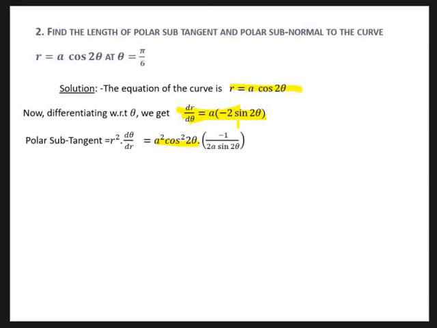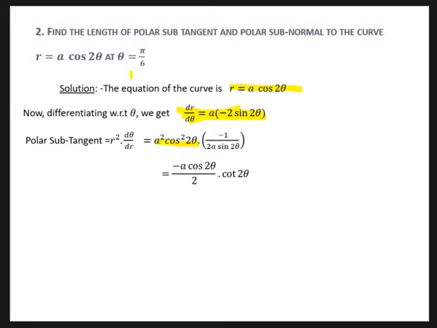See, dr by d theta is equal to a into minus 2 sin 2 theta. Therefore d theta by dr is minus 1 by 2a sin 2 theta. Now by simplifying this, we get minus a cos 2 theta by 2 into cot 2 theta. Cos 2 theta by sin 2 theta is cot 2 theta, and 1 cos 2 theta as it is. So minus a, 1a cancelled, minus a by 2 cos 2 theta into cot 2 theta.